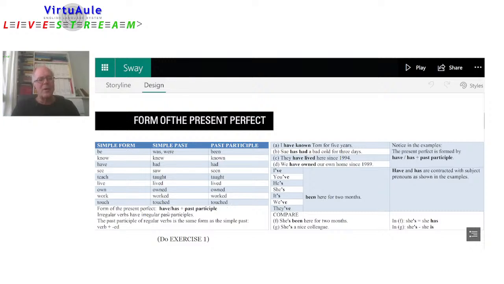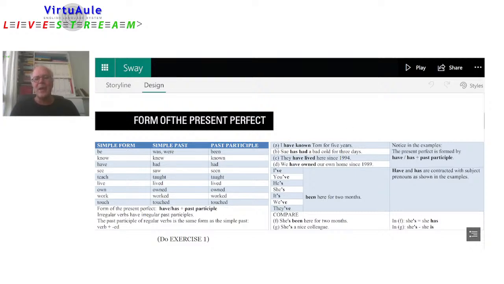The form of the present perfect is have or has plus the past participle. Irregular verbs have irregular past participles. The past participle of regular verbs is the same form as the simple past. Touch, touched. The third form is also touched. Okay, let's see some examples.